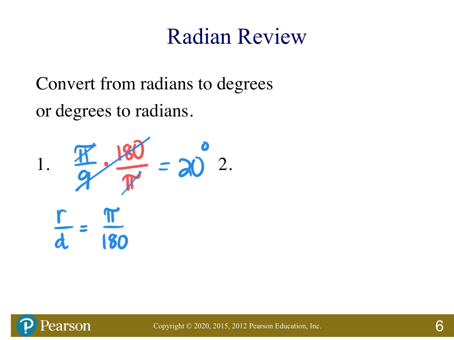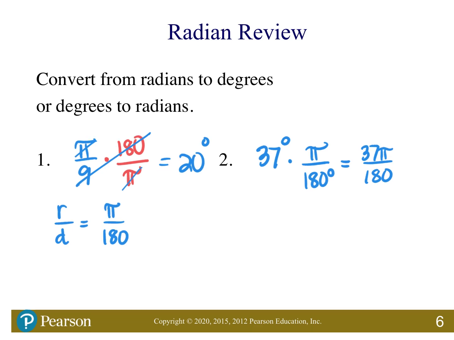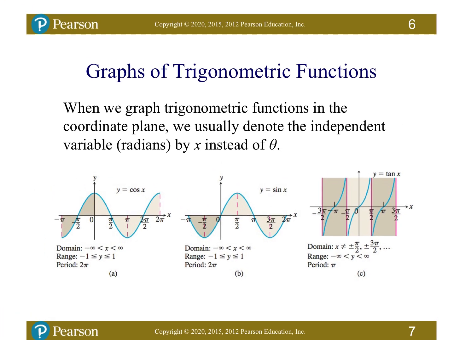Okay, if we're going the other way, so if I ask you to convert 37 degrees, then you're going to multiply by the pi on the top and the 180 in the bottom. And then there's not reducible because 37 is a prime number. So we end up with 37 pi over 180, but there's no degree sign anymore because this is not in degrees anymore. This is in radians. All right, so that's just a quick review. That should be easy.